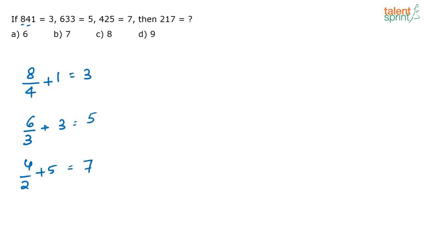Similarly, here 7. So, how will you code 217? It will be 2 divided by 1 plus 7, that is equal to 9. So, the correct answer for this is option D. Okay. Hope it is clear.